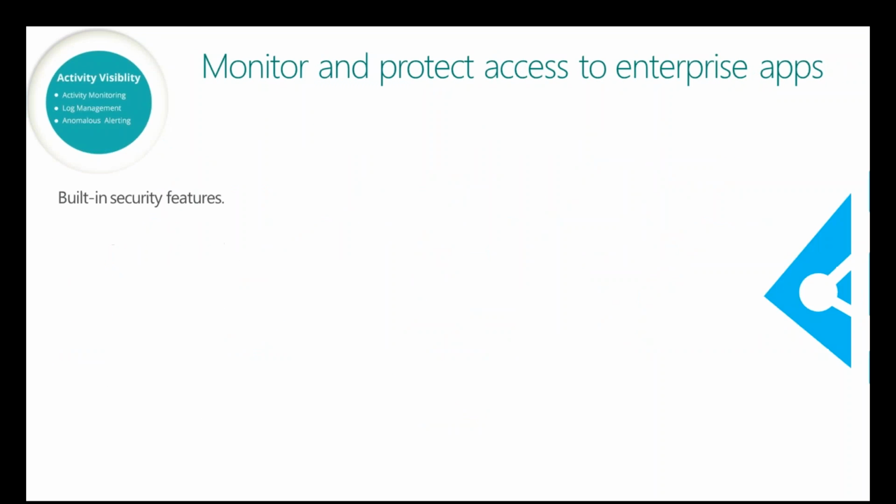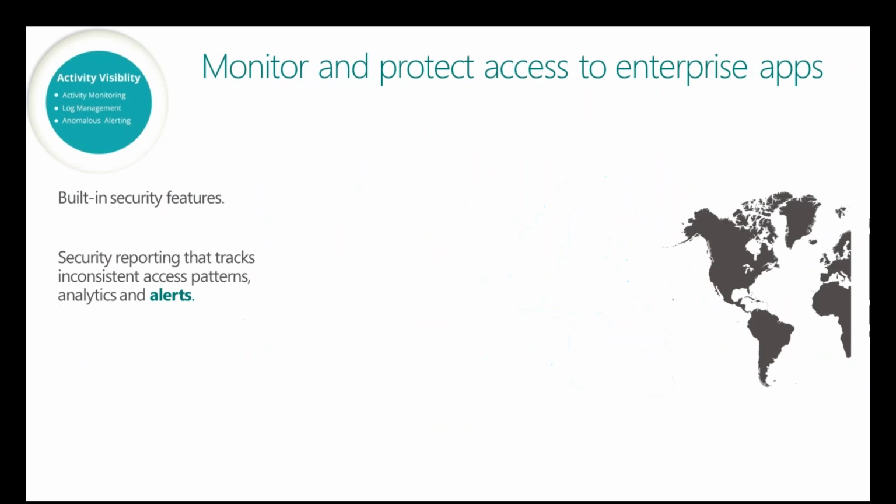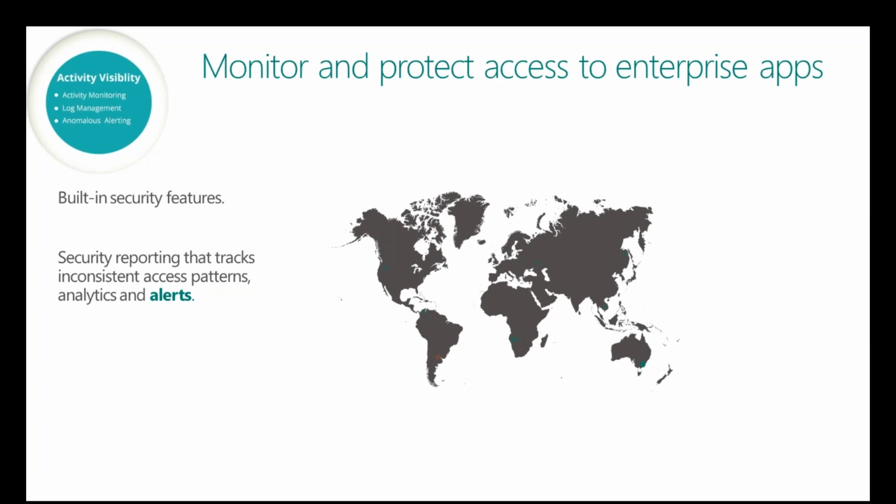The next module that we have in ProATI is activity visibility, which allows you to monitor the activities, helps you with log management, and any anomalous alerting that is required. So it has built-in security features, essentially security reporting that tracks any inconsistency in access patterns, analyzes it, and sends an alert.